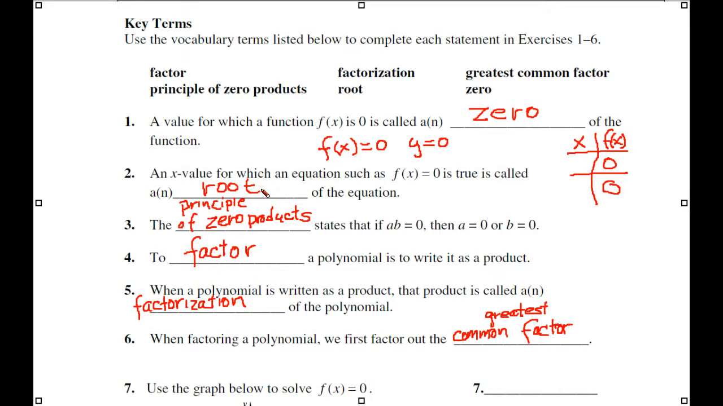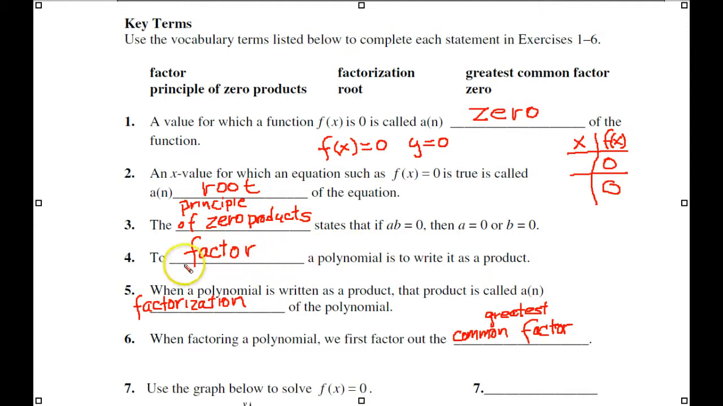In number 3, the principle of zero products states when you have two factors like a times b equals 0, this is only true if either a or b is a 0. The only way you're going to get a product that is 0 is if one of the factors is 0. And this is called the principle of zero products.